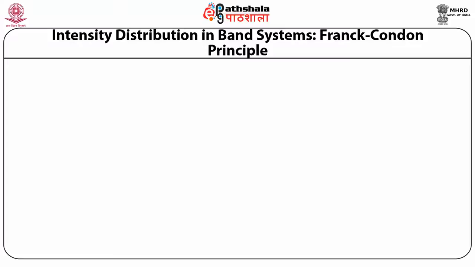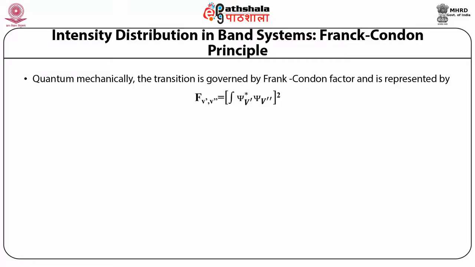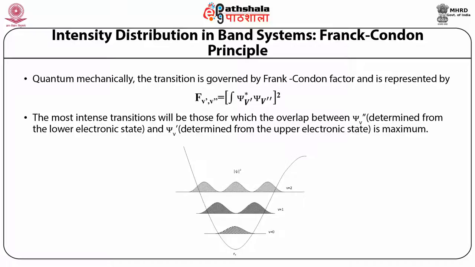Quantum mechanically, the transition is governed by the Franck-Condon factor and is represented by F nu prime, nu double prime equal to the integral psi v prime star psi v double prime, squared. The most intense transitions will be those for which the overlap between psi v double prime determined from the lower electronic state and psi v prime determined from the upper electronic state is maximum.